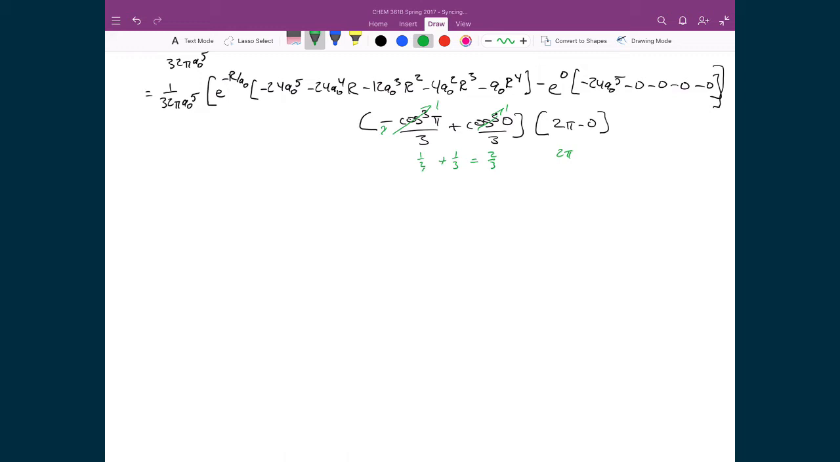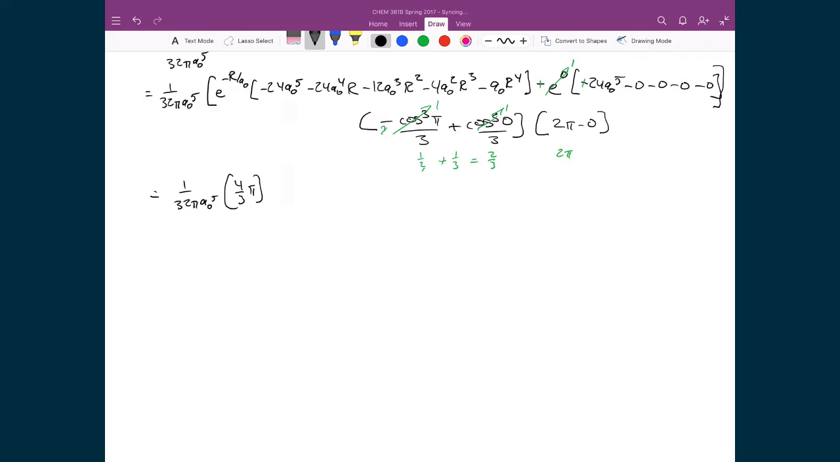And then we know that this e raised to the power of 0, well, that just goes to 1. So the only thing I'm going to have left over is minus minus 24 a naught raised to the power of 5, or plus 24 a naught raised to the power of 5. So taking all of that into account, I can then write 1 over 32 pi a naught raised to the power of 5. And I have 2 thirds times 2 pi. So that gives me a 4 thirds pi.